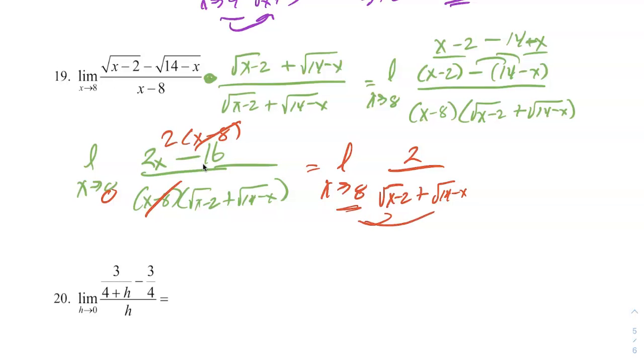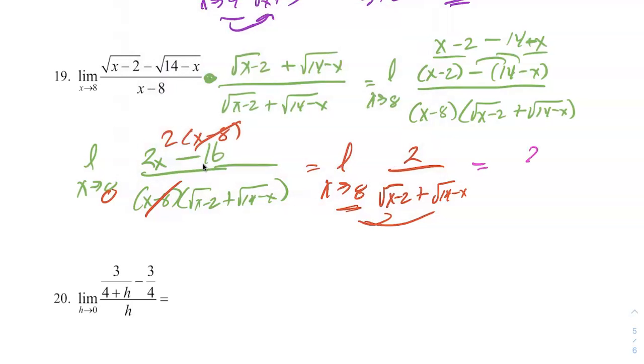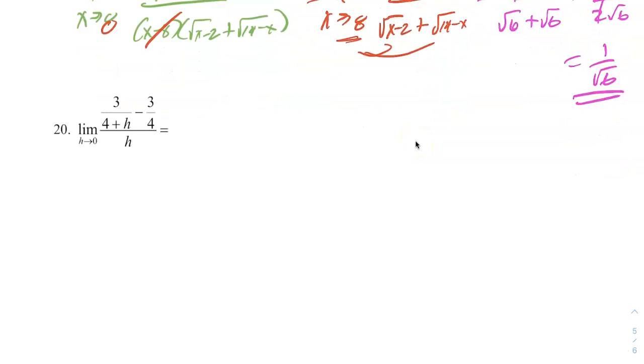Plug the 0 in. Remember, the whole point is you want to plug in the x. That's the whole point of this. But you just can't do it when you get 0 over 0. And now we don't get 0 over 0 anymore. So we have 2 over rad 6 plus rad 6. We did that earlier. So I get 2 over 2 rad 6, so I just get 1 over rad 6. Like that. No need to rationalize in AP Calc.